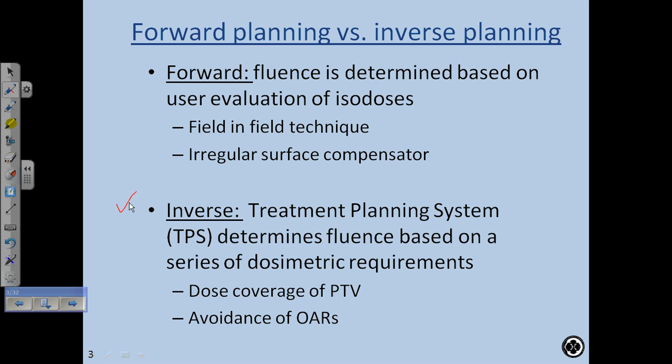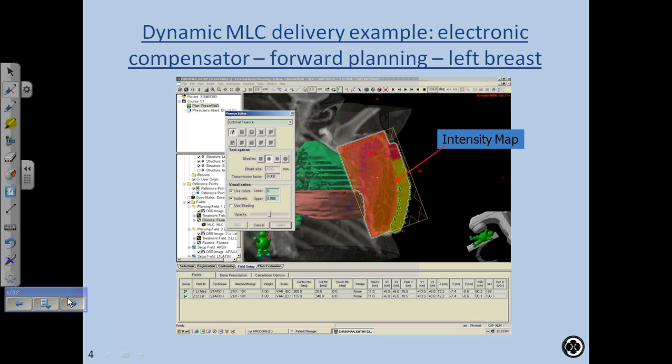So how does all that happen? This is another example of forward planning, and I don't know. Hey, can you hit the lights down? Thanks.